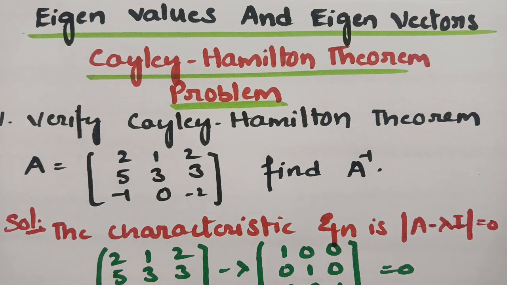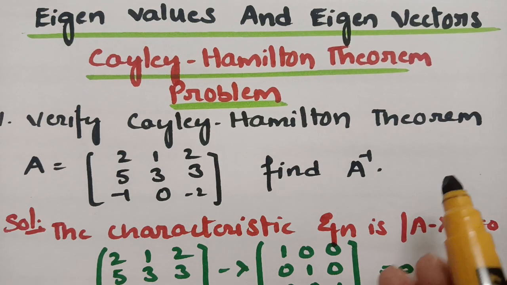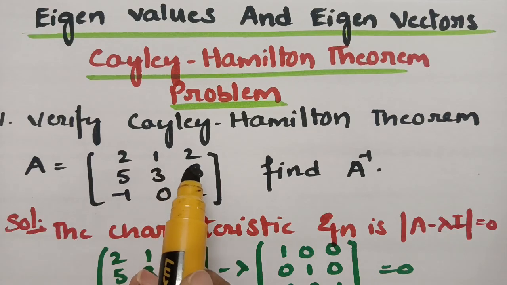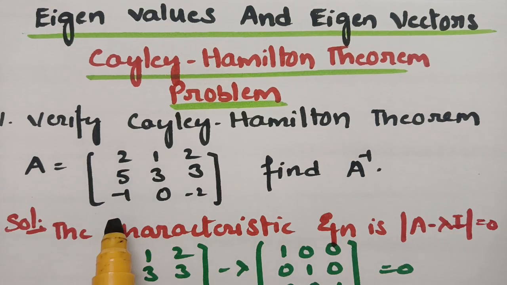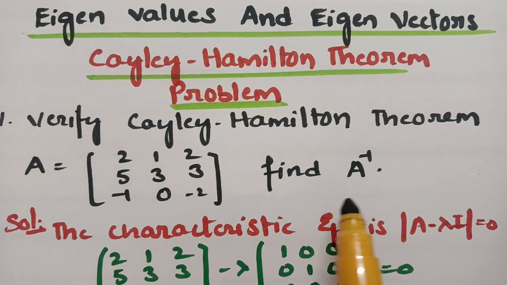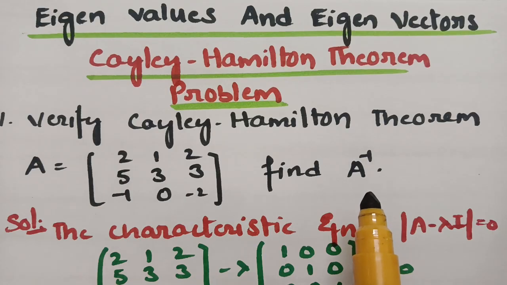Today's topic is from eigenvalues and eigenvectors, and I'm going to discuss a problem related to the Cayley-Hamilton theorem. As this is the most important, let's focus on this video. First we have to verify the Cayley-Hamilton theorem. A is equal to [2, 1, 2; 5, 3, 3; -1, 0, -2], and again we have to find A inverse. So how to verify this Cayley-Hamilton theorem?